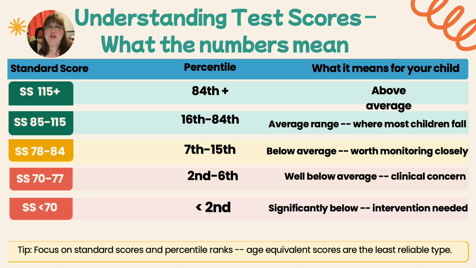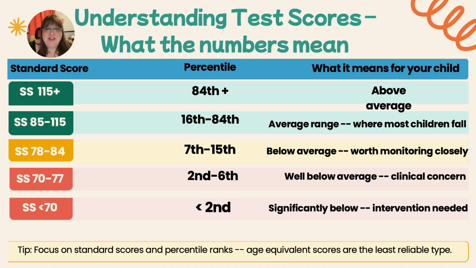The scores I want to caution you about are the age equivalent scores. An age equivalent score says something like your child performed like a typical 2-year, 6-month-old. These feel intuitive, but they are not the most reliable score. In fact, they're the least reliable and the most misleading way to report test results.